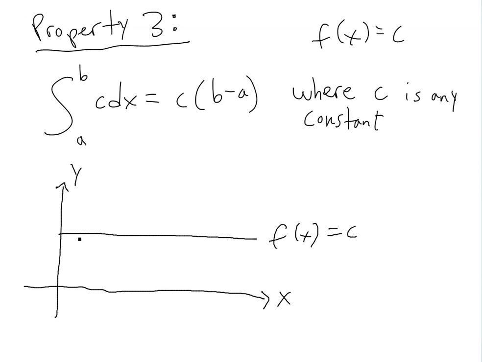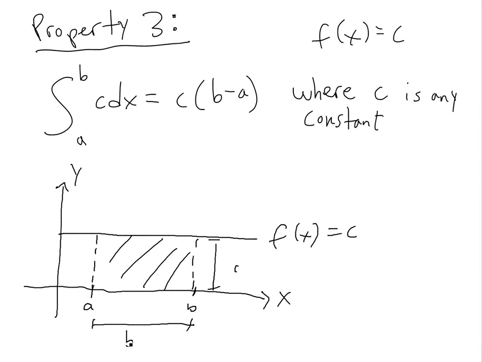It's just a constant, a horizontal line here, because at whatever x value, you're going to have the same value. And then from a to b, let's say this is a and this is b here. Remember, it's just going to be the area under the curve, and it's just going to be a rectangle. This height is c, and this width is b minus a. So the area is equal to c times b minus a. And that's the answer.